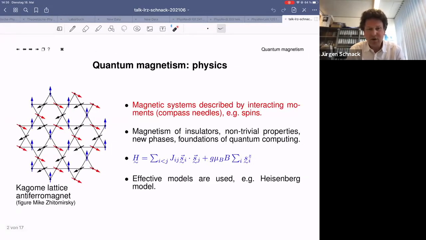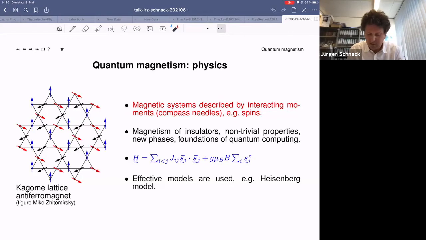Today, I'd like to talk about results obtained in quantum magnetism. Quantum magnetism is a field that might be not so familiar to you. It belongs to the realm of physics. In quantum magnetism, we describe magnetic systems in terms of interacting magnetic moments. You may picture them as compass needles arranged, say, on a lattice and attached to certain positions, and due to their interaction, they orient.